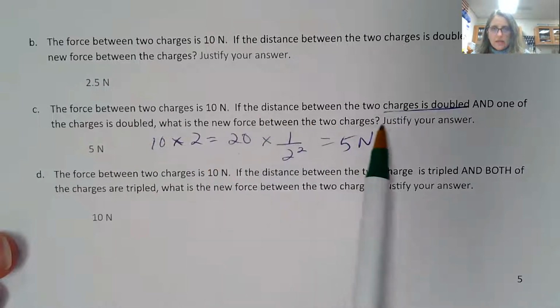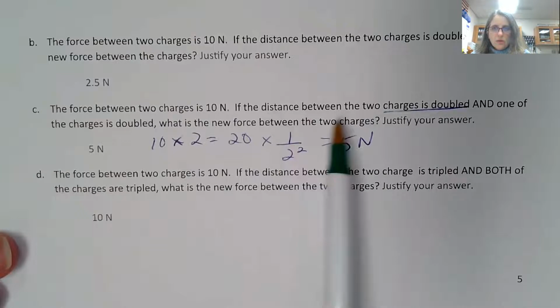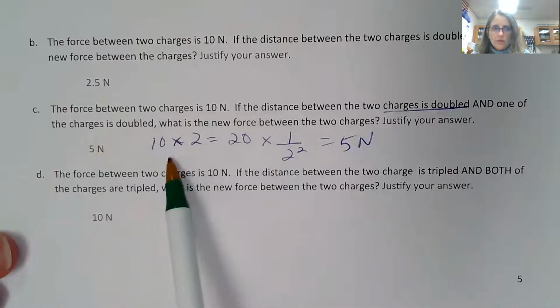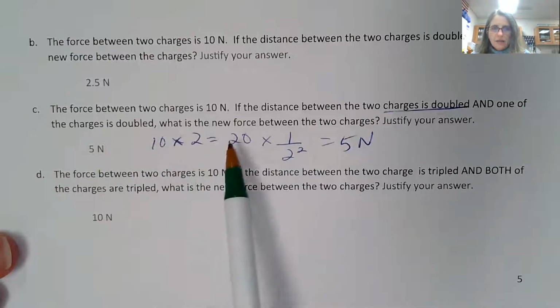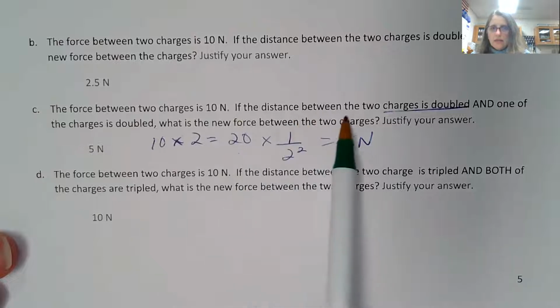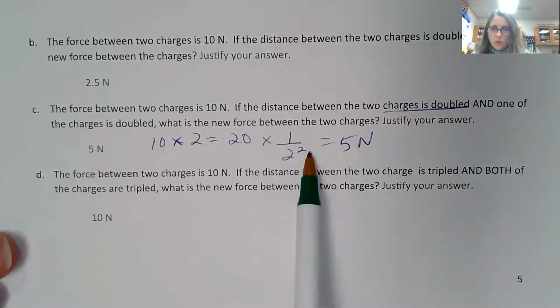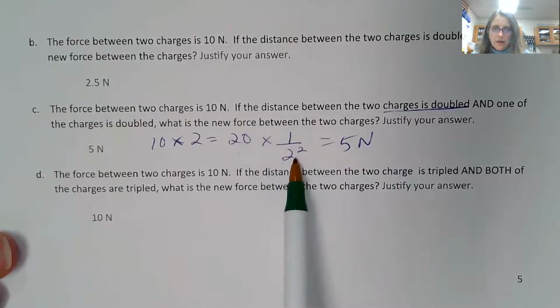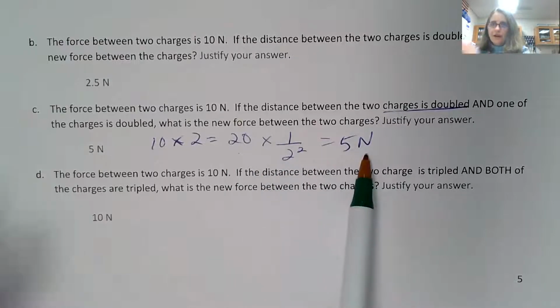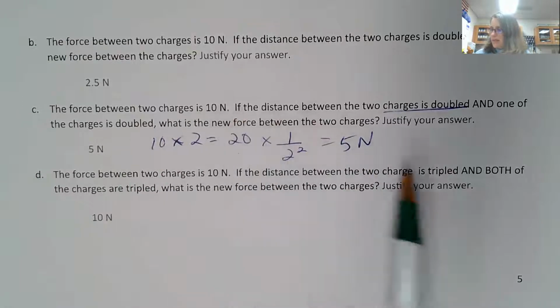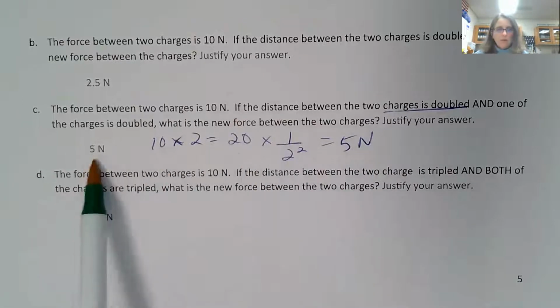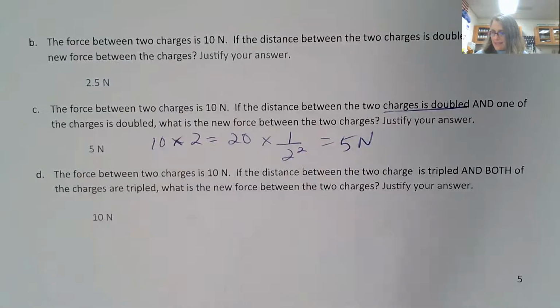So again, the distance is doubled, so we'll do that second. I always suggest you do charges first. So if it starts at 10, I double it, it goes to 20. And then the distance is doubling, so that means I'm going to multiply it by 1 over 2 squared. So essentially I'm taking 20 and dividing it by 4, so that's how I got 5 newtons. So that is the explanation for where that number comes from. And finally, letter D is 10 newtons.